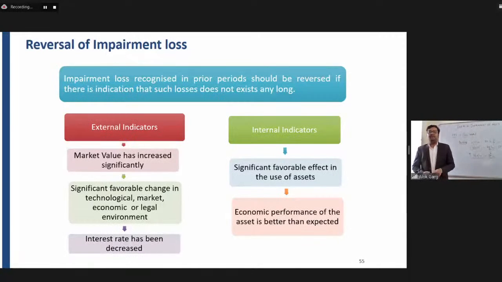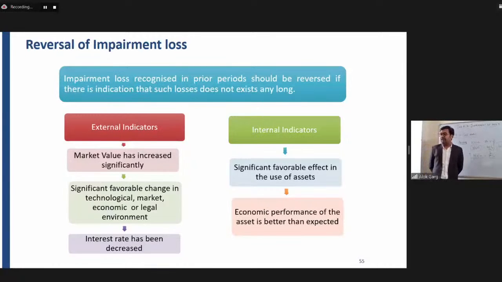Impairment loss recognized in prior periods should be reversed if there is an indication that such losses do not exist any longer. External indicators: market value has increased significantly; significant favorable changes in the technological, market, economic or legal environment; interest rate has decreased. What could be the internal indicator? Significant favorable effect in the use of the asset; economic performance of the asset is better than expected.